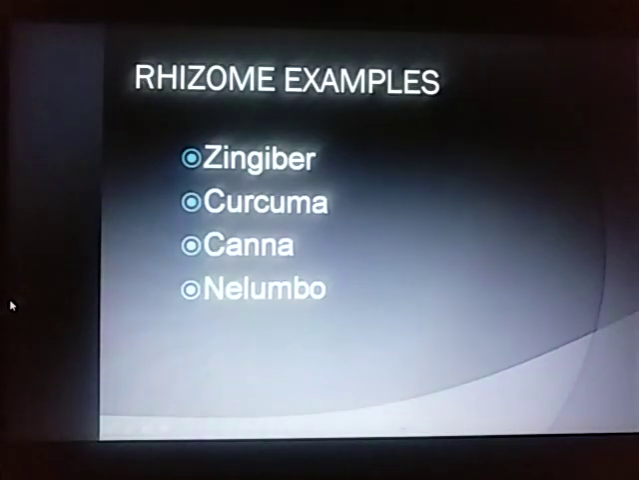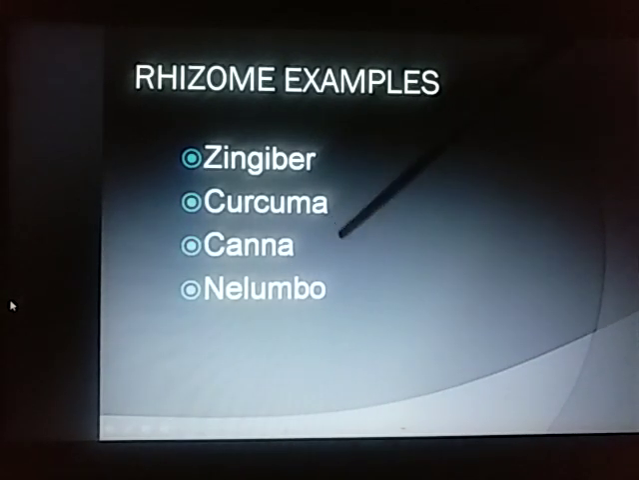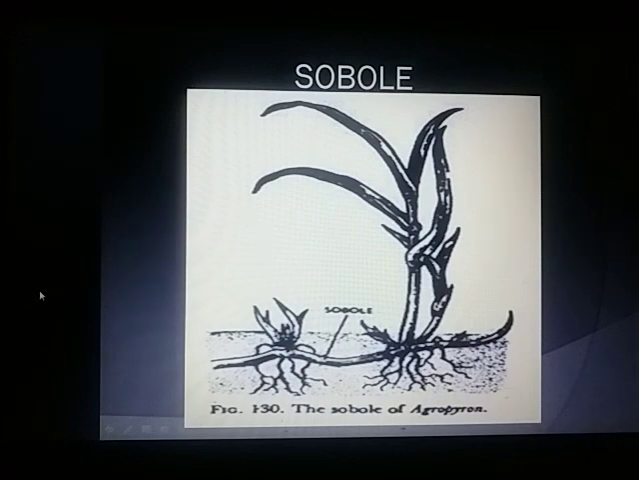The examples for this rhizome: Zingiber officinale, Curcuma longa, Canna indica, Nelumbo. These are all various examples for this rhizome. The weak rhizome is otherwise called the sobole. The example is Agropyron, where the weak rhizome is otherwise called the sobole.